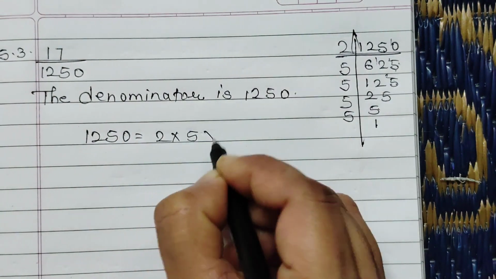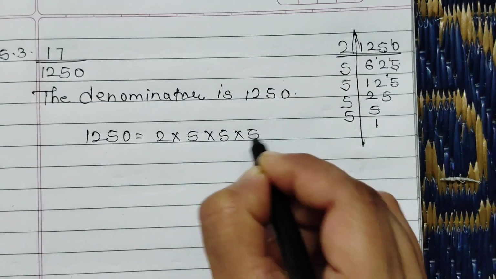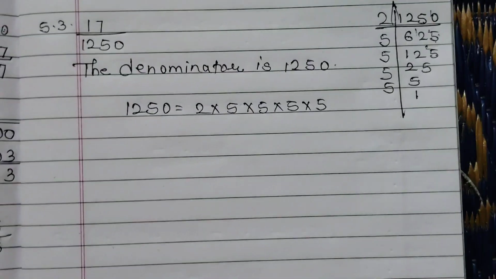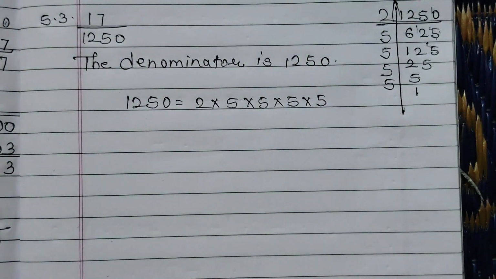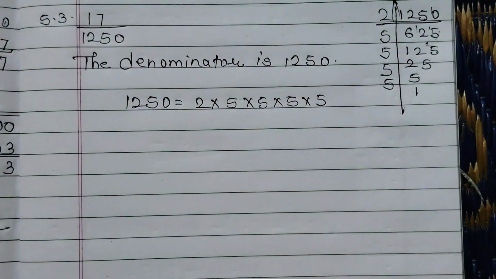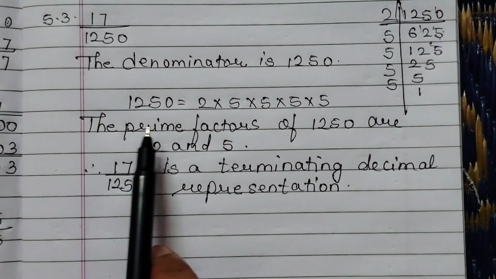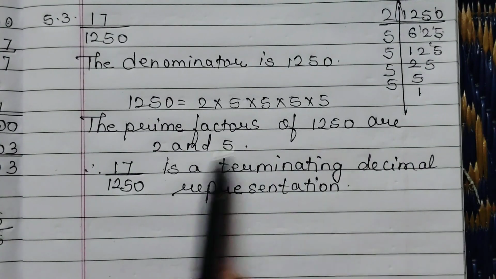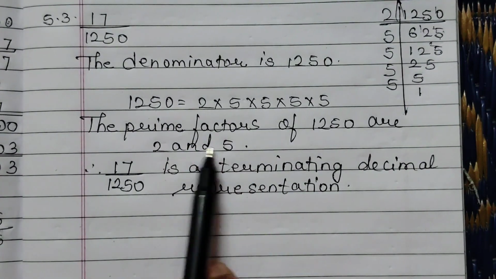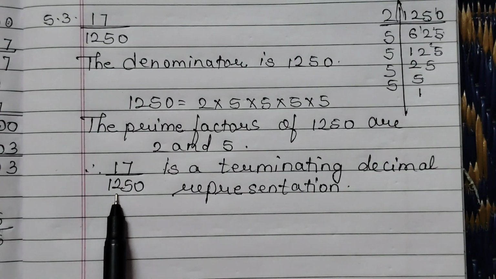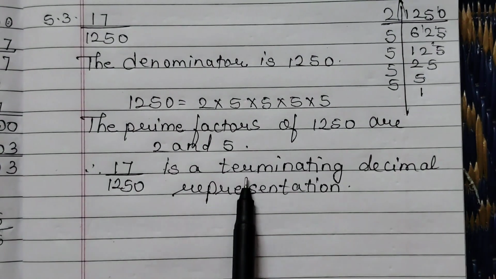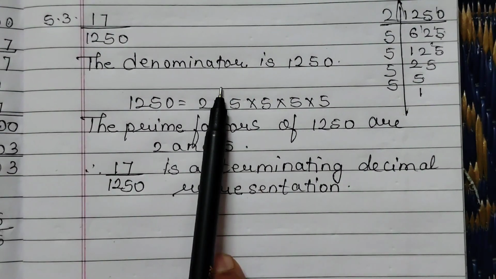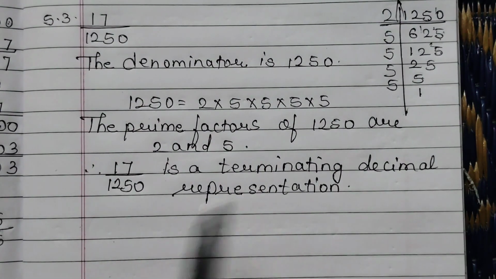So what we got? 2 into 5, 5 how many? 4 times. Okay, again if we see, we have only 2 and 5, no other number, so this is a terminating decimal. So we will write the prime factors of 1250 are 2 and 5. Okay, only 2 and 5 is there, so we wrote 2 and 5. Therefore 17 upon 1250 is a terminating decimal representation. If there was any other number, it would have been non-terminating.